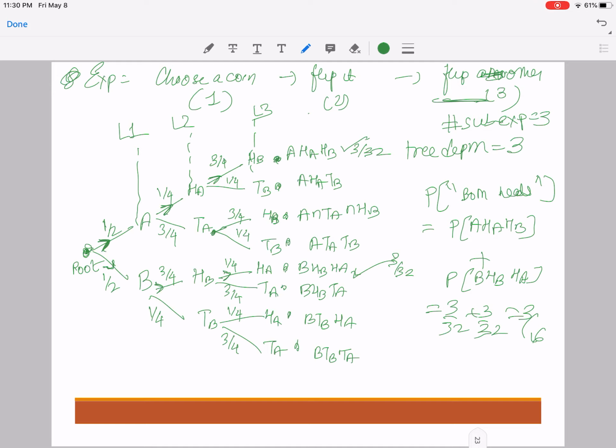Now, let me ask you this question. What is the probability that you get at least 1 tails? You can give me this answer in my WebEx office hours. What is the probability of getting at least 1 tails?